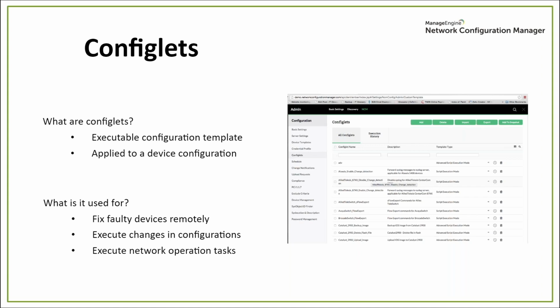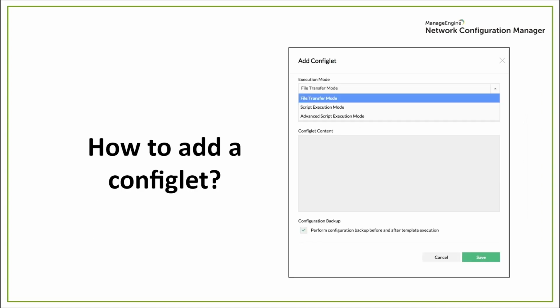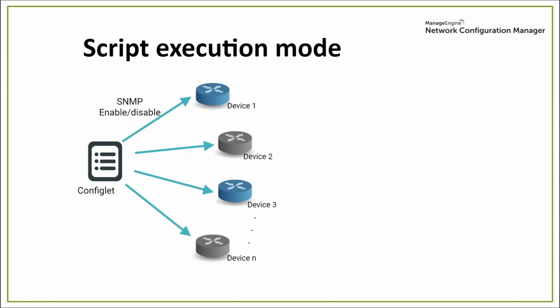In Network Configuration Manager, we have default commands for several operations. You can also add a configlet based on your requirement. You can add configlets using 3 modes. One is script execution mode, advanced script execution mode, and file transfer mode. So I will be explaining every mode in detail along with an example.